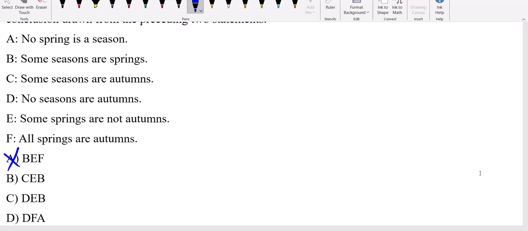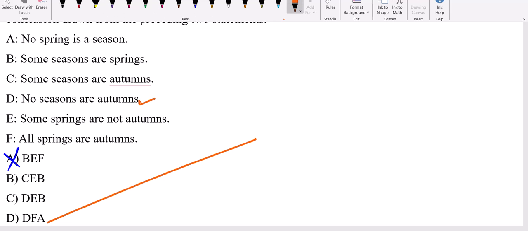Next one, CEB combination. They gave that some seasons are autumns, some springs are not autumns, some seasons are springs. From C and E, whether B is the correct conclusion or not is the question. Next, option C is DEB. Option D is DFA. I think DFA will be correct. It seems the best suitable. Let's check DFA.